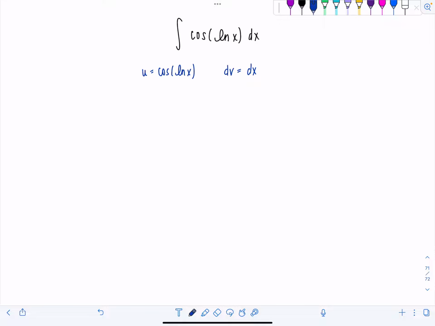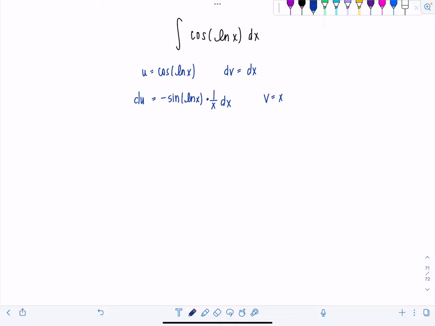Okay, then du, don't forget you need to use the chain rule. So derivative of cosine of natural log of x is going to be negative sine of natural log of x. Then I have to multiply by the derivative of natural log of x, which is 1 over x, and please don't forget your dx, unless you want -1 on your paper. That's what I tell my students. Okay, and then if dv is dx, then that just means v is equal to x.